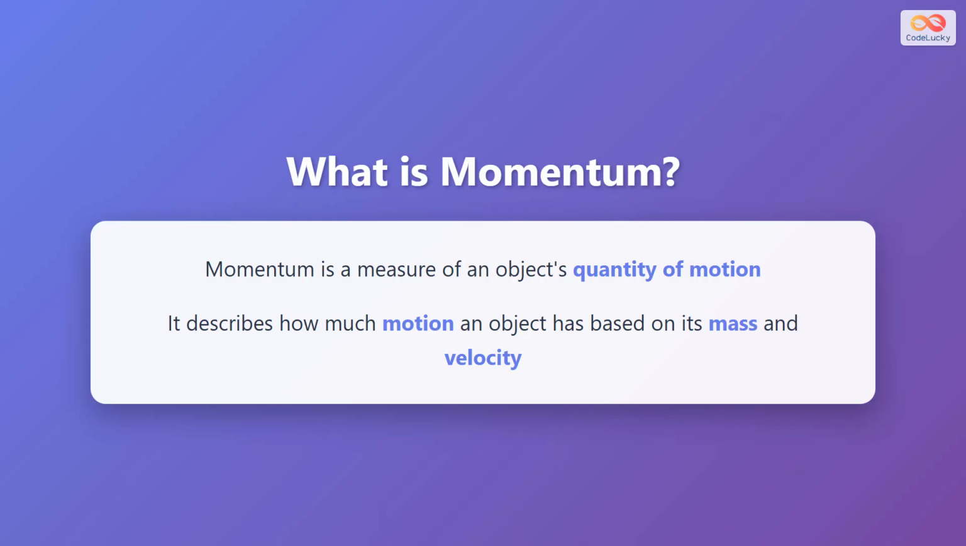So what exactly is momentum? Momentum is a measure of an object's quantity of motion. In simpler terms, it describes how much motion an object has based on two key factors, its mass and its velocity. The more massive an object is, or the faster it's moving, the more momentum it has.